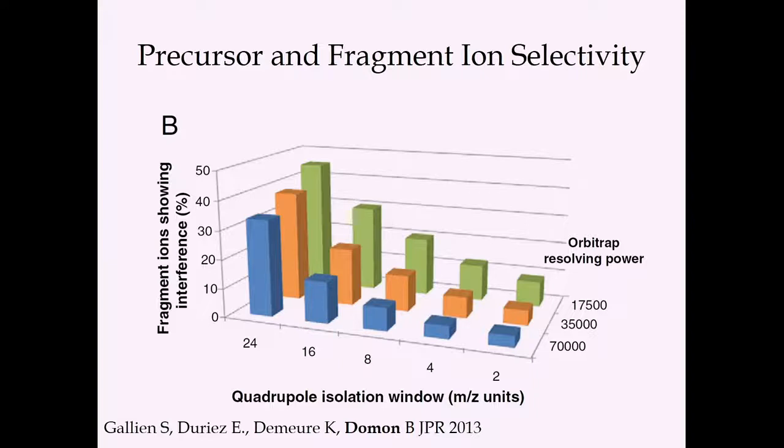If you actually read the figure legend, one of the things that they point out is that the product ion resolution is very important. But I would actually point out that their data and our data show that the precursor resolution is more important than the product ion resolution. So while, yes, there is a slight decrease in the amount of interference when you go to a higher product ion resolution, there is a much, much greater decrease in your fragment ion interference when you decrease the precursor isolation width.